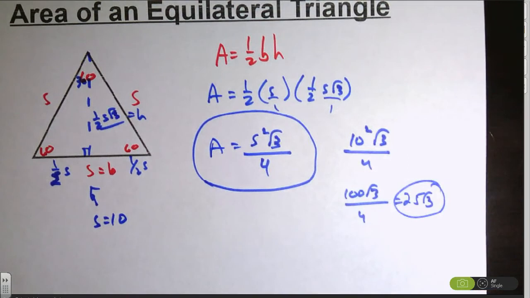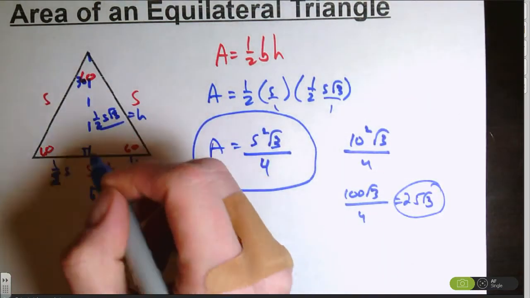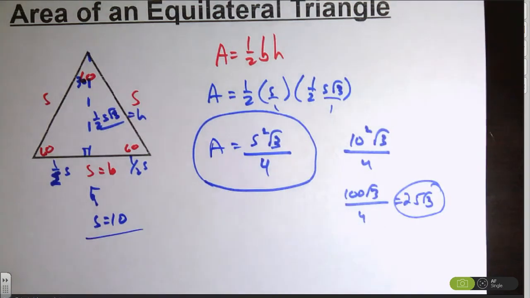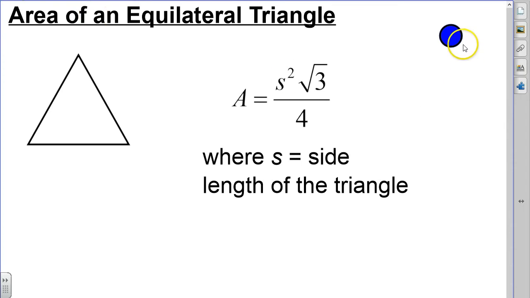So 25 root 3. So instead of me going through all this trouble of doing the 30, 60, 90 business or finding the height on an equilateral triangle, all I have to do is square the side, multiply by root 3, and then divide that guy by 4. And that's it. So area equals S squared root 3 over 4. S is the side length of the triangle.